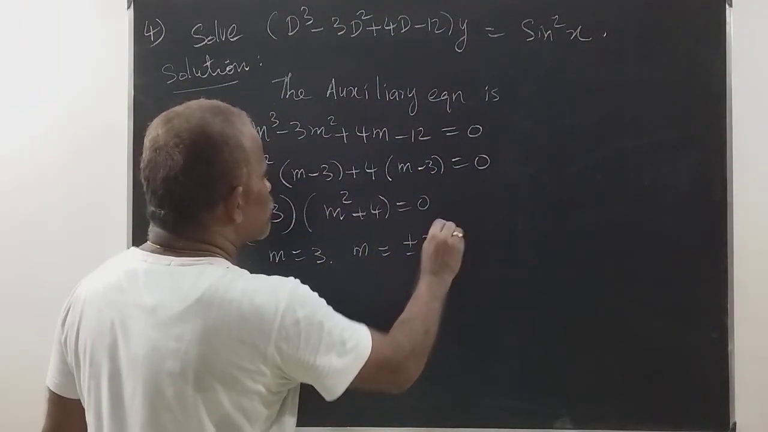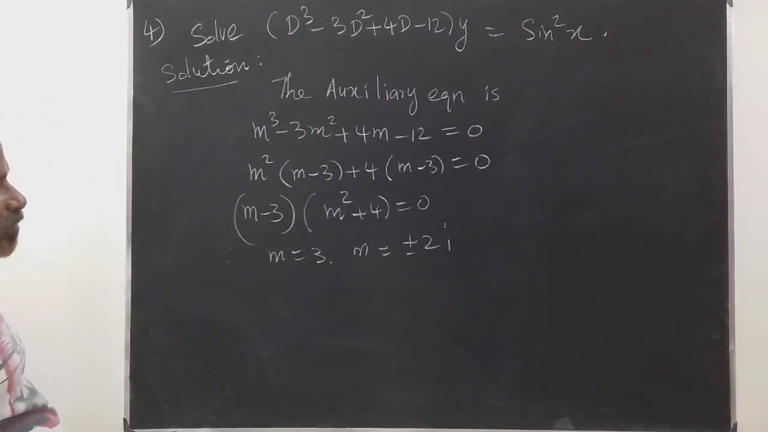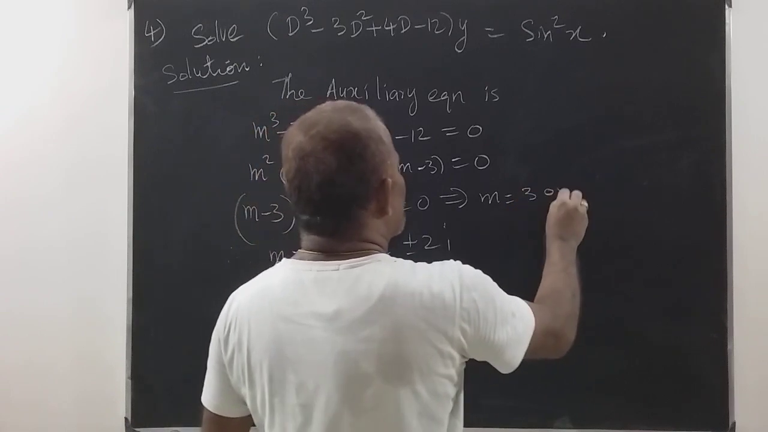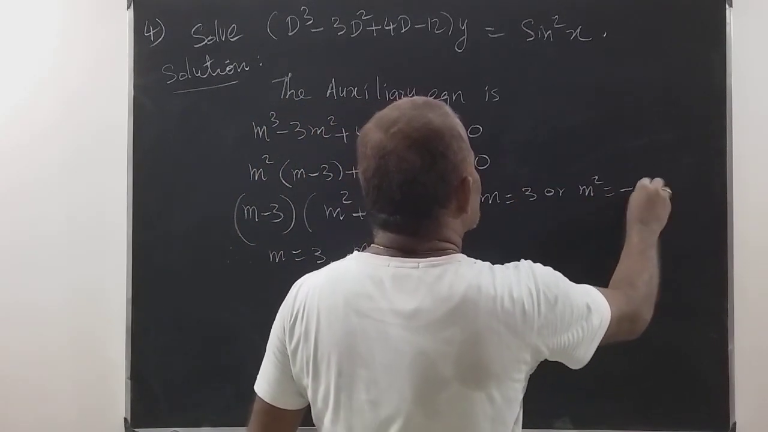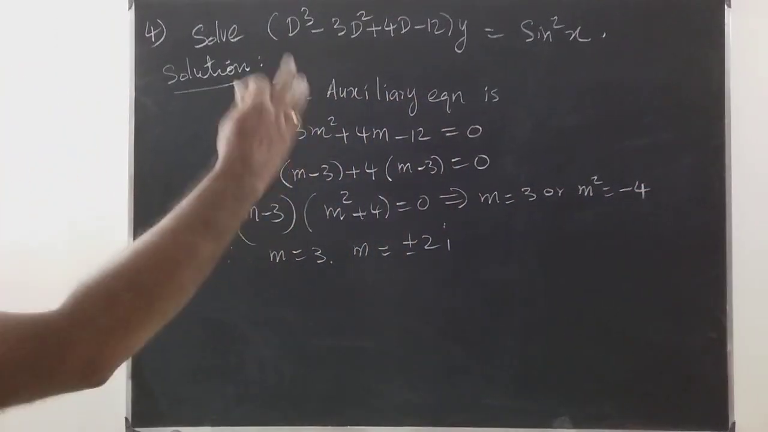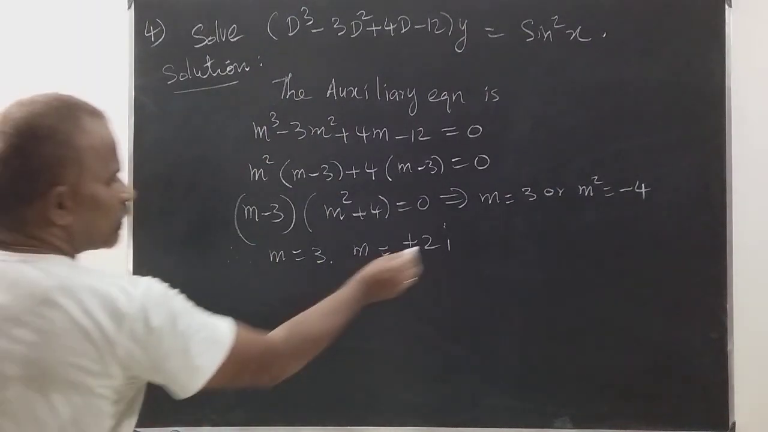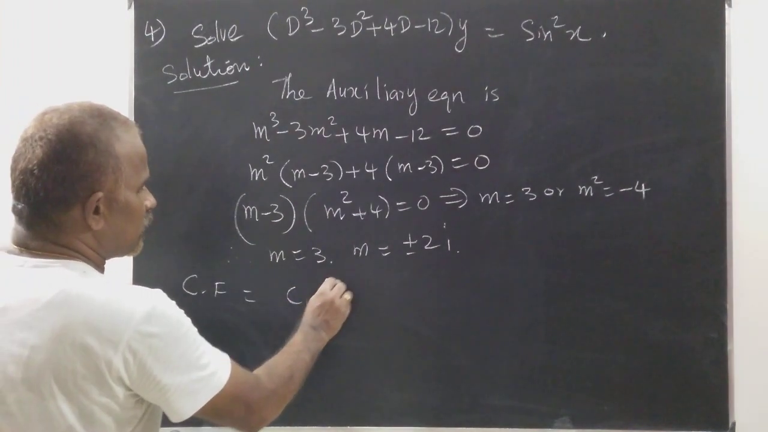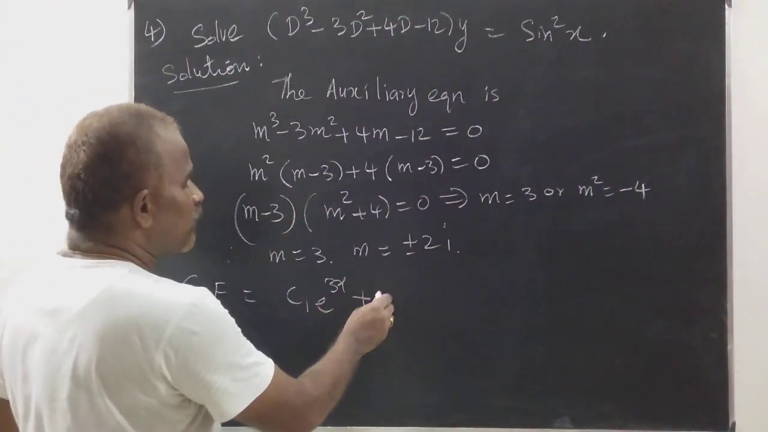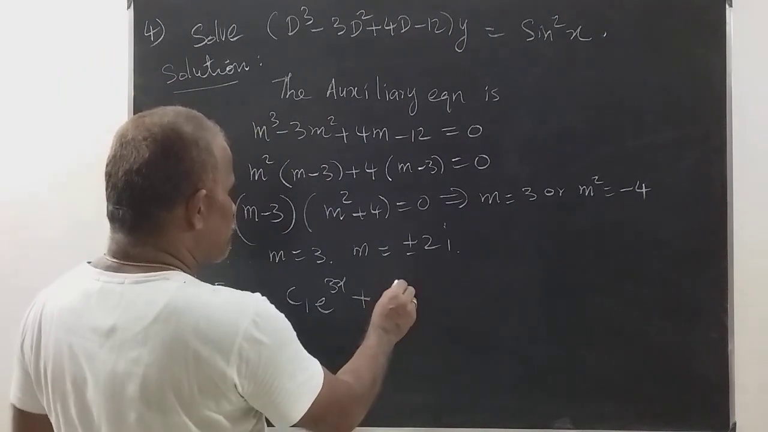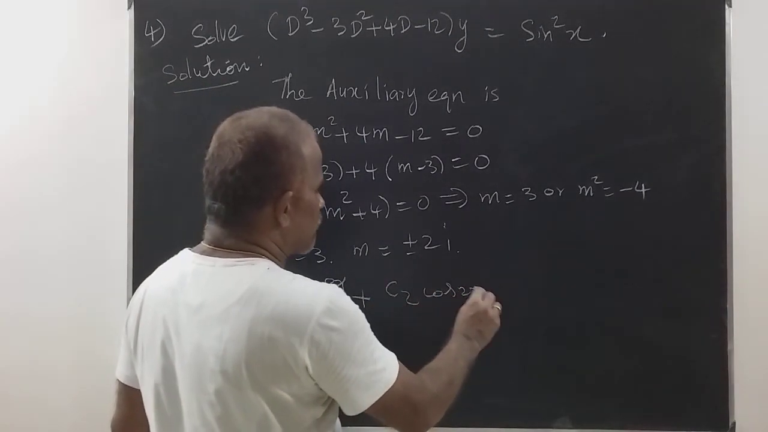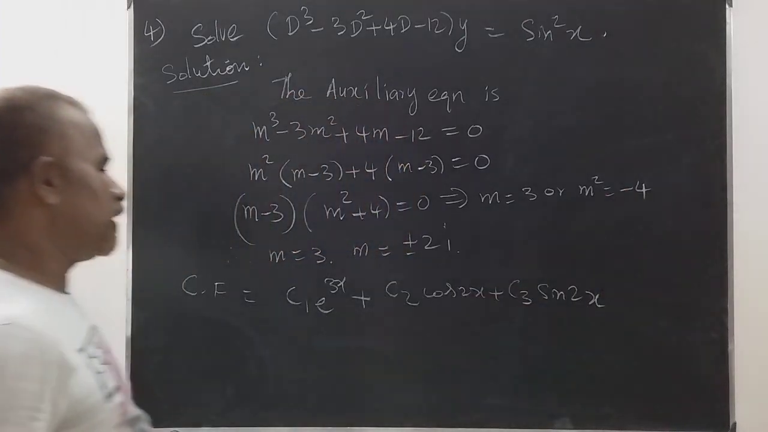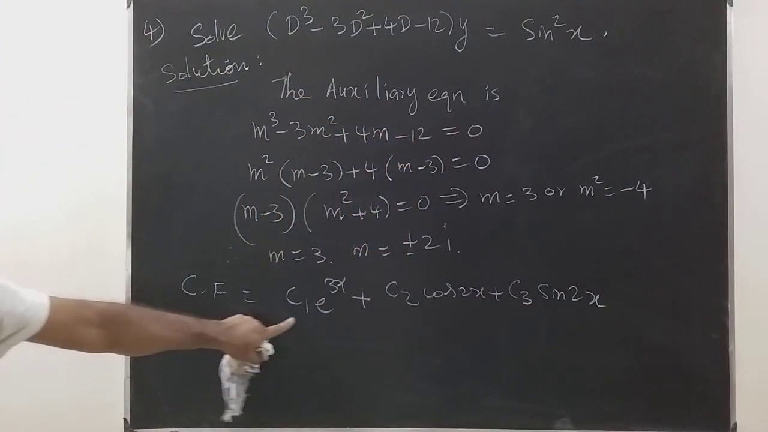So therefore m is equal to 3, or m square is equal to minus 4, m is equal to square root of minus 4, therefore plus or minus 2i. So the complementary function is equal to c1 into e power 3x plus e power alpha x, alpha is 0, therefore c2 into cos 2x plus c3 into sin 2x.